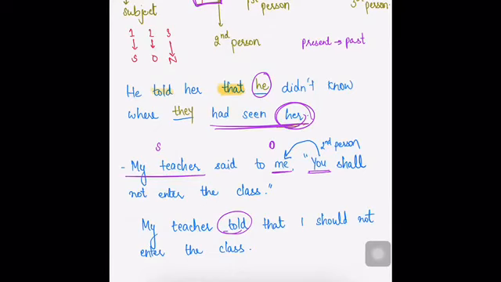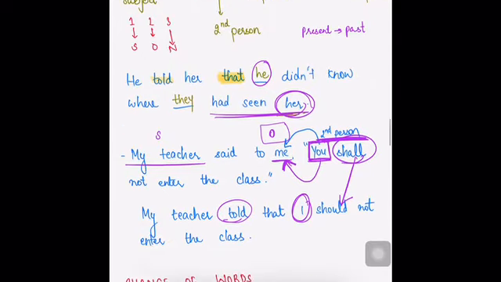Now look here. This "you" is what? Second person. So second person is being referred for "me" here. That means you will use "I". So my teacher told that I, "shall" will change into "should". I should not enter the class. So here it is second person, and we will have to refer second person for this object.